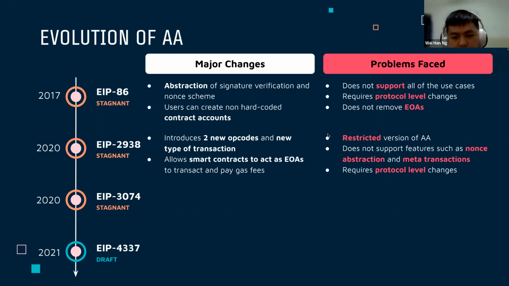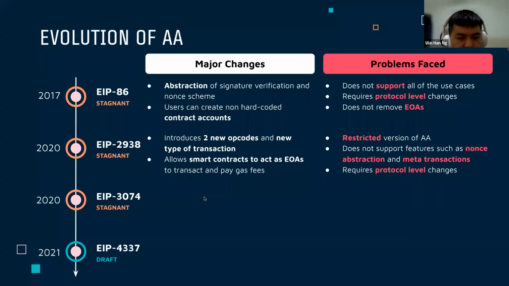So this EIP is more like a restricted version of account abstraction. It still doesn't support all of the use cases that I mentioned just now, and it requires protocol level changes, which is not efficient, right? And not impactful enough. And lastly, the second last one, which is EIP 3074.